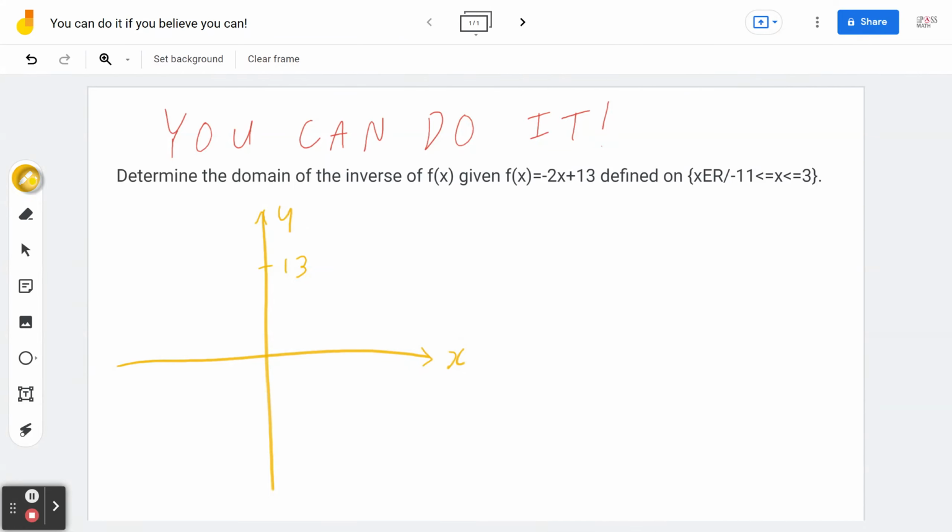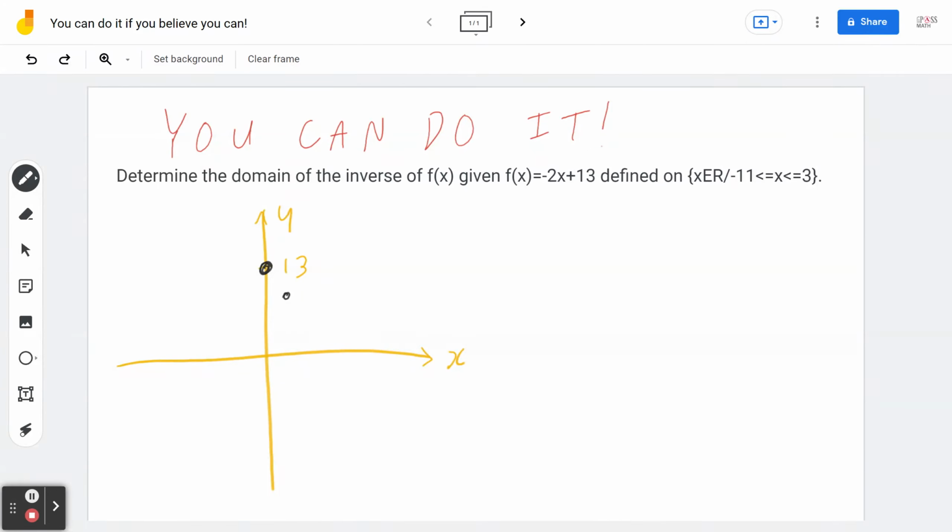Because if you think about it in terms of the general form, then you start at 13 and you look at the slope, which is negative 2. So you go down by 2, right by 1, and you can keep going. But the problem is this is not what we're looking at. We have to confine this in the given domain. So you want to find out what happens when x is negative 11, what happens when x is 3.